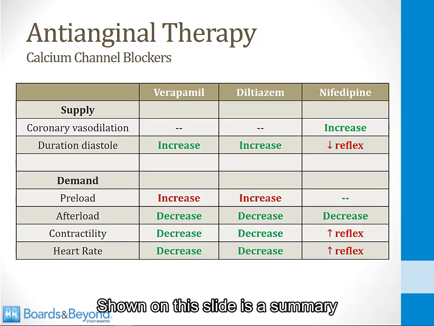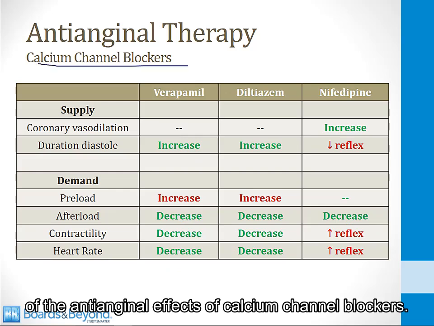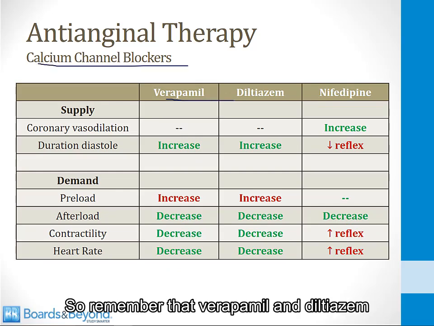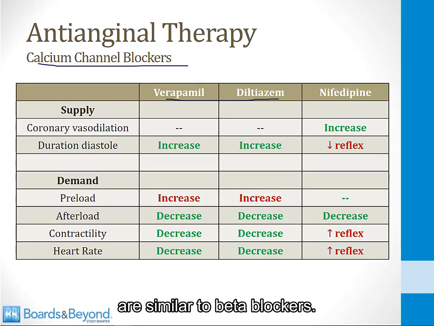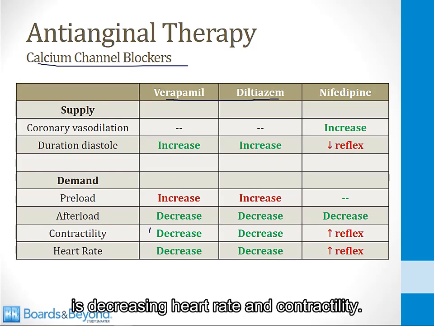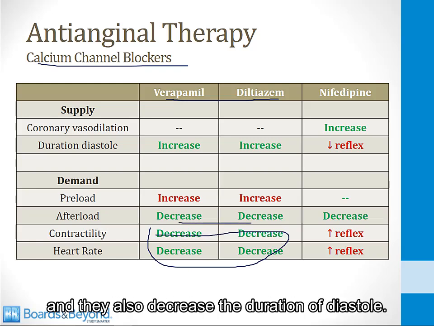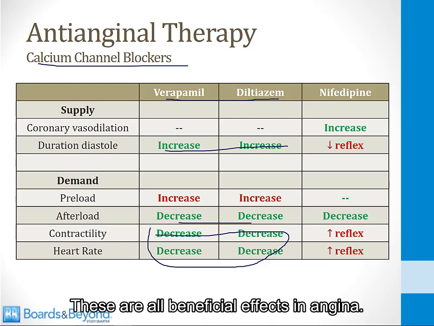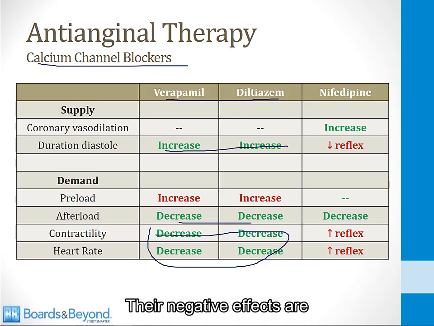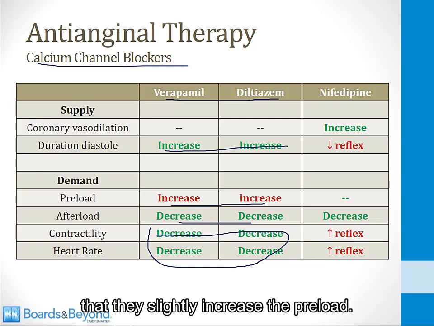Shown on this slide is a summary of the anti-anginal effects of calcium channel blockers. So remember that verapamil and diltiazem are similar to beta blockers. Their major mechanism of benefit is decreasing heart rate and contractility. They also lower the afterload and they also decrease the duration of diastole. These are all beneficial effects in angina. Their negative effects are that they slightly increase the preload.